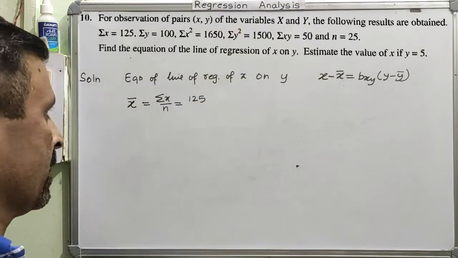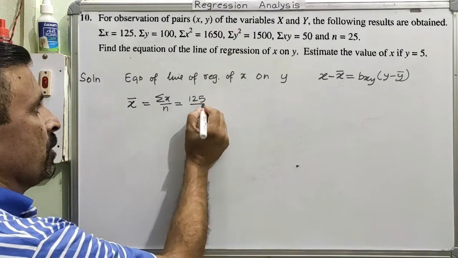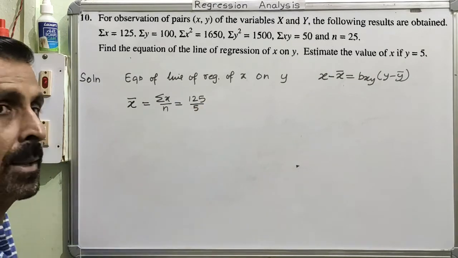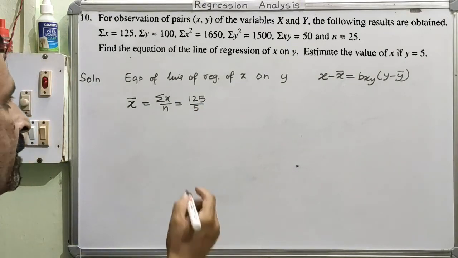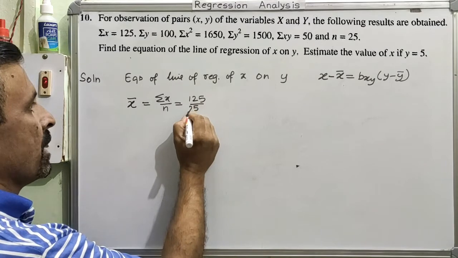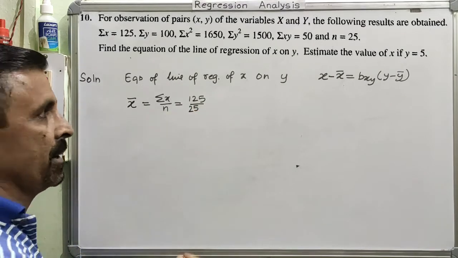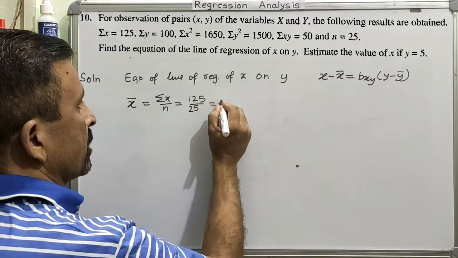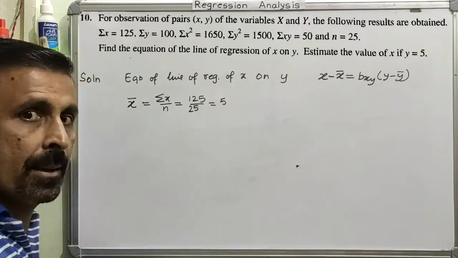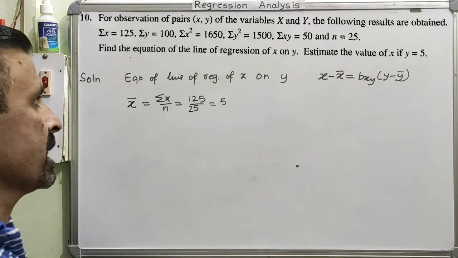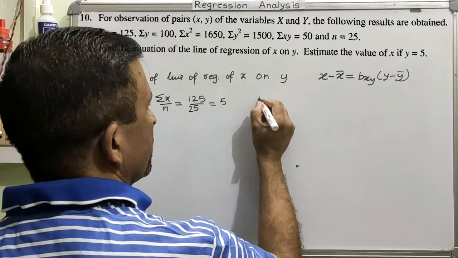Clear? And then the value of n is given as equal to 25. Sorry, 25. Therefore, your x mean is coming equal to 5. Am I very clear? Likewise, we will calculate the y mean.